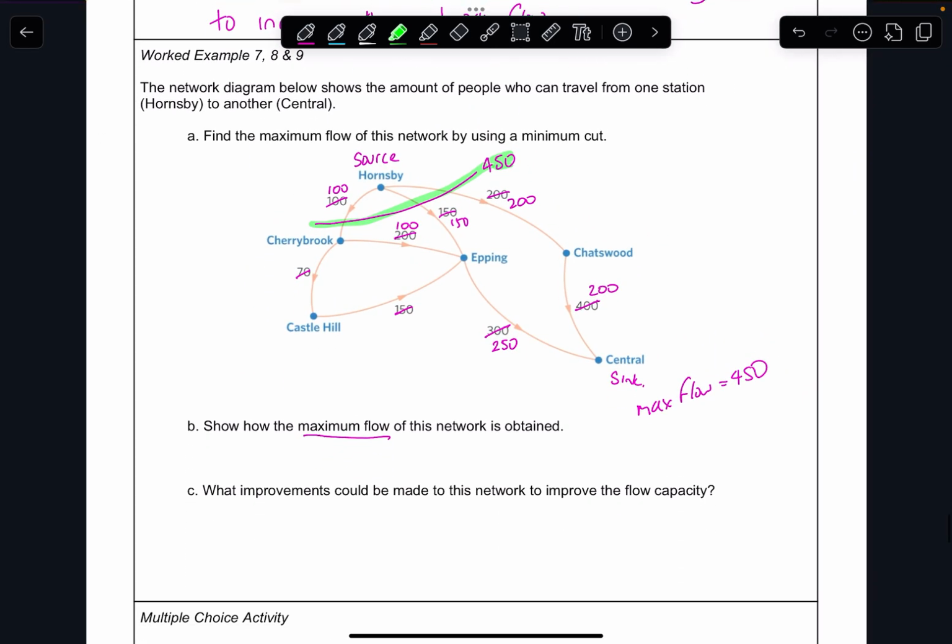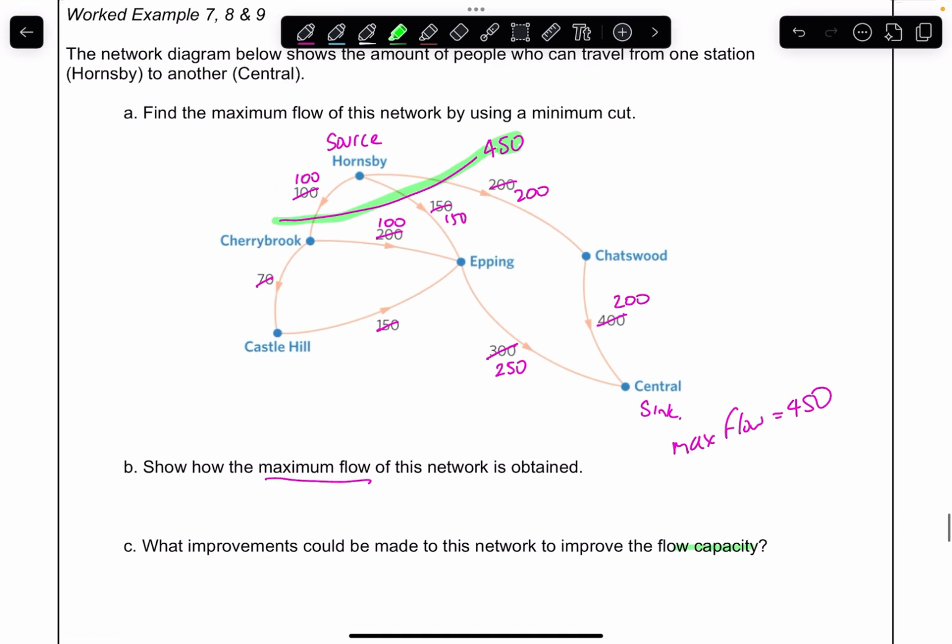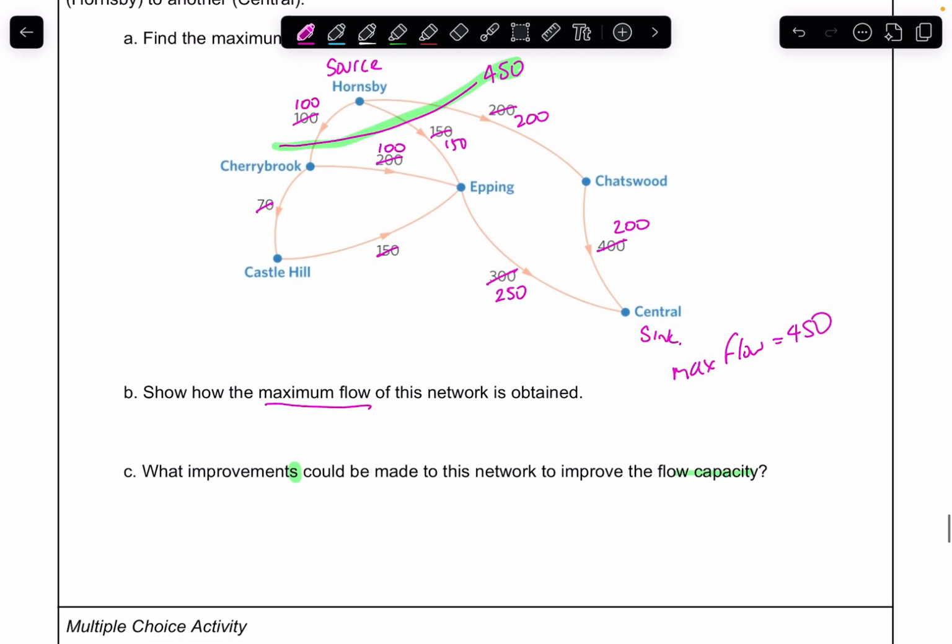Okay, so the next part of this says what improvements could be made to this network to improve the flow capacity. So what we want to look at is which ones are not at maximum flow. So I can see here this is 200, but this is 400. I'm missing out on 200 here. So if I upgraded this another 200 to 400, I literally would get another 200 coming through here. However, is there any other improvements? And generally when it's an S on improvements, it means there's more than one. So at the moment, let's write that one. So if we increase Hornsby to Chatswood by 200, that would increase our maximum flow to 650.